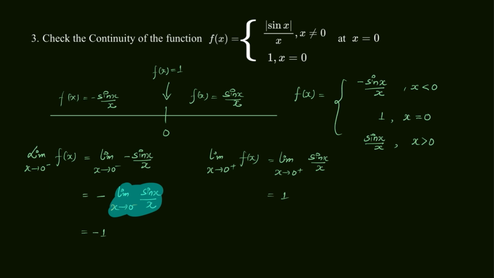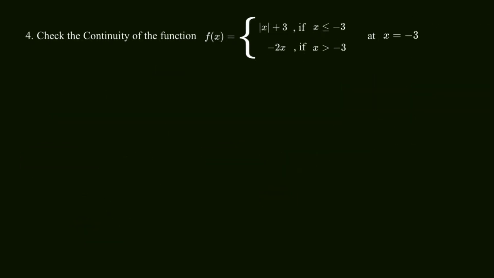And here, as I have noticed, the left hand limit is minus 1 and the right hand limit is 1. So the left hand limit and right hand limit are not equal. That means the limiting value does not exist, and hence the function is not continuous at x equals to 0. We will look at one more question in this video.